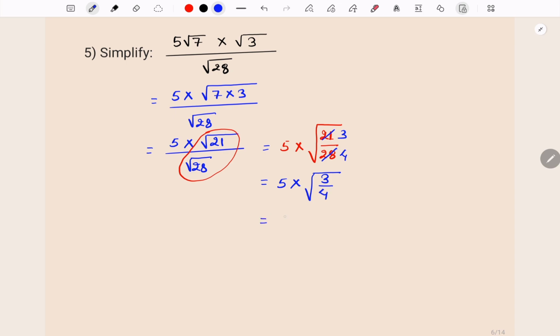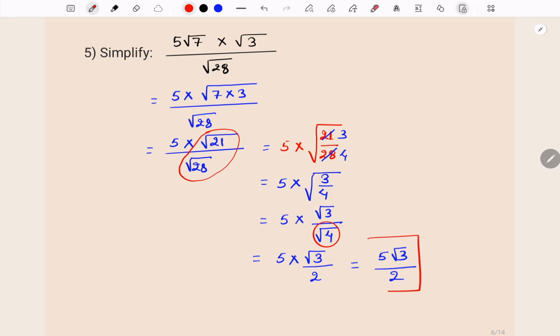Now I can write it as square root of 3 over square root of 4 using the laws of surds, and we know that square root of 4 is just 2. So let me write 2 in the place of square root of 4. And now I think we cannot simplify it any further. So I will just write 5 root 3 over 2. And this would be the final answer.